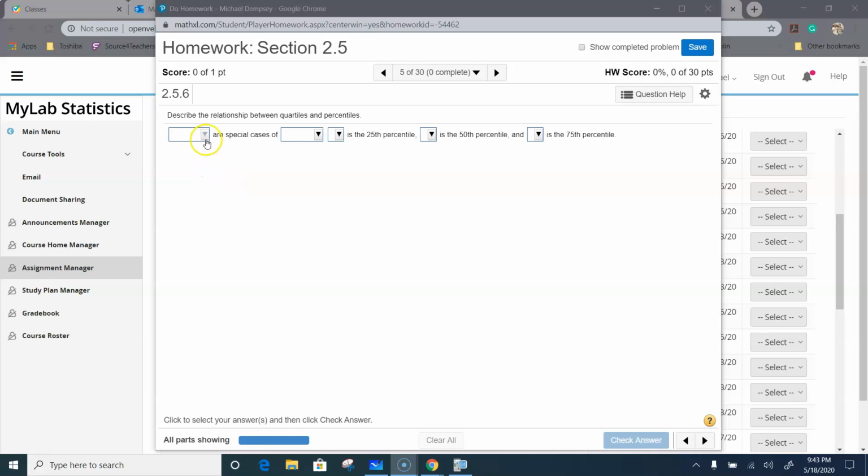Okay, so the relationship between quartiles, like the first quartile is the 25th percentile, right? The third quartile is the 75th percentile. So quartiles are special cases of percentiles, right?